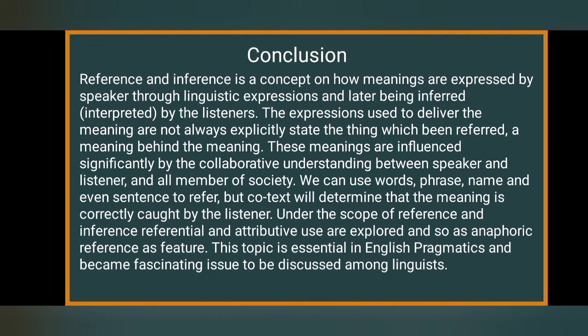We can use words, phrases, names, and even sentences to refer, but context will determine whether the meaning is correctly caught by the listener. Under the scope of reference and inference, referential and attributive use are explored, as well as anaphoric reference. This topic is essential in English pragmatics and has become a fascinating issue to be discussed among linguists.